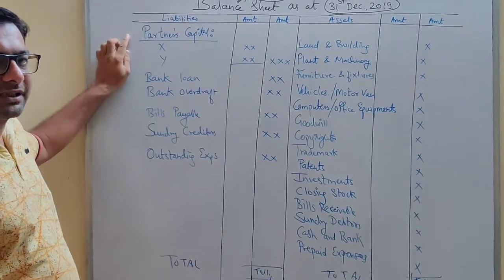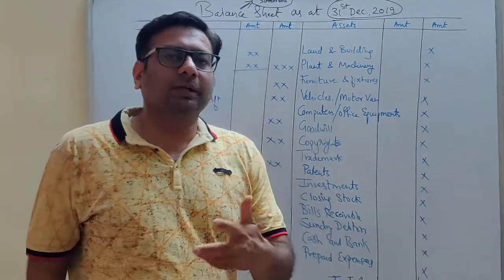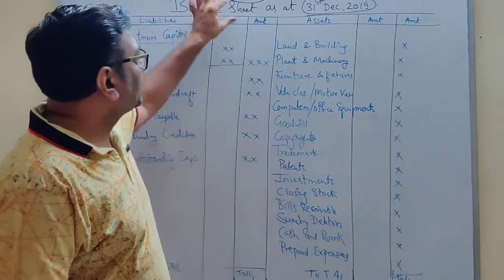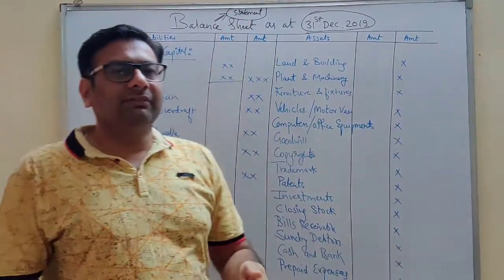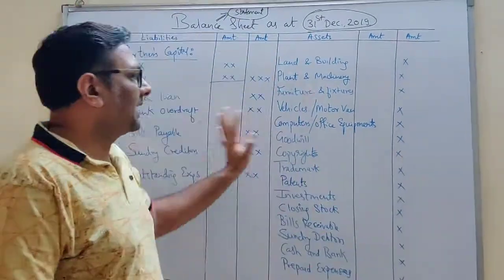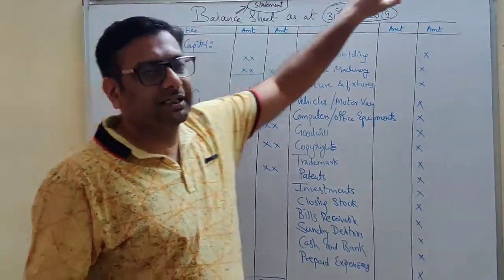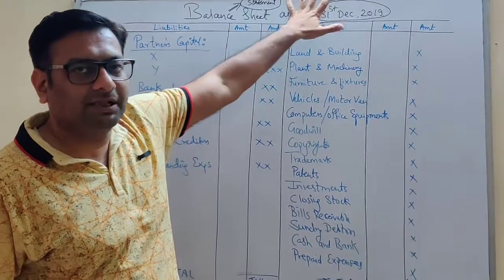But you have noticed that I have not written "to" and "by", because "to" and "by" you write in an account, in a ledger. A balance sheet is not a ledger, it is a statement. So whenever we make a balance sheet, we never write "to" and "by" inside it, and we never write debit and credit at the top. We just write balance sheet as at with the date. Am I clear with this?